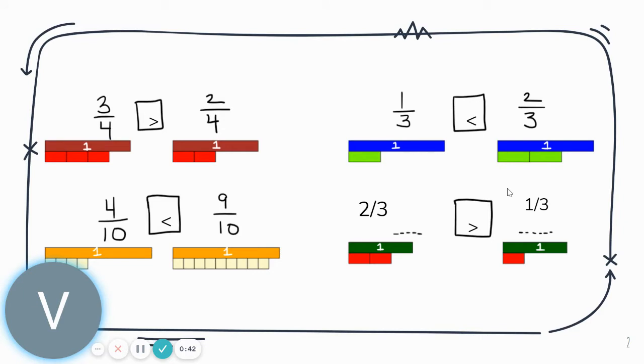So our examples were 3/4 is greater than 2/4, 1/3 is less than 2/3, 4/10 is less than 9/10, and then 2/3 is greater than 1/3. If you notice, once again, our bottom numbers are the same, so the pieces are the same size. But the top number is what we're going to look at to decide which one is bigger. So if we look at 3/4 and 2/4, there are 3 pieces out of 4 compared to 2 pieces out of 4. So 3/4 is more pizza.